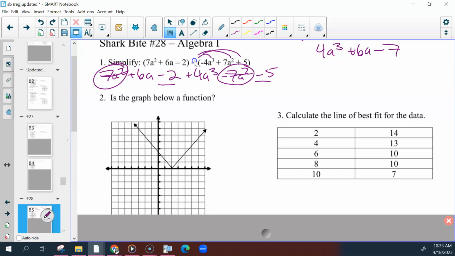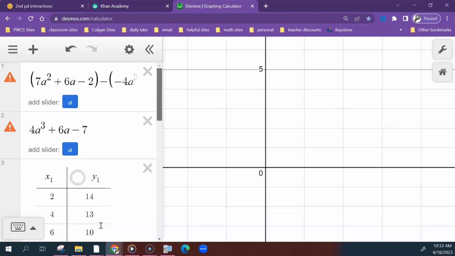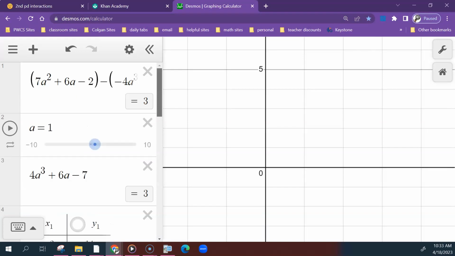Because you can check yourself on simplifying and combining like term problems, we're going to do that one in Desmos. So you would put in the original as is. I have this up here already. So I typed in the whole thing. I'm going to add a slider, change the value to something, and then put in our answer, and see if the numbers match, and they do, so we know we did that right.